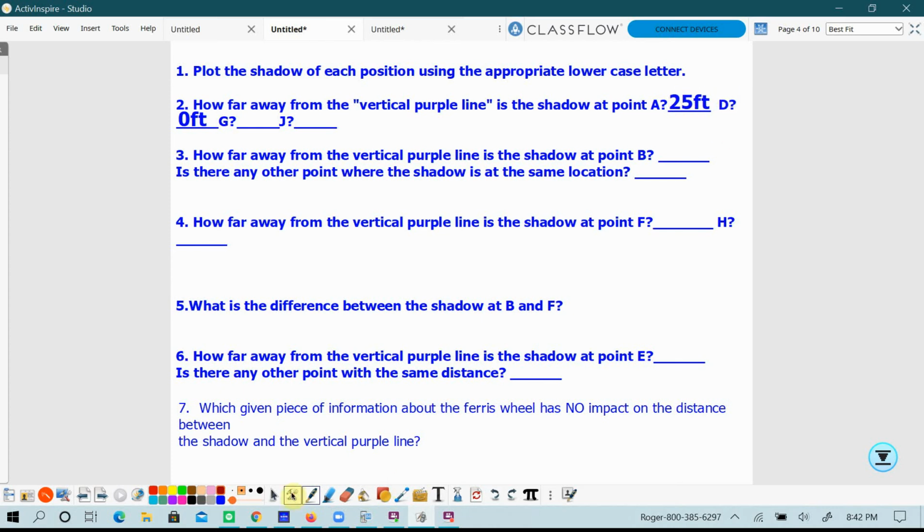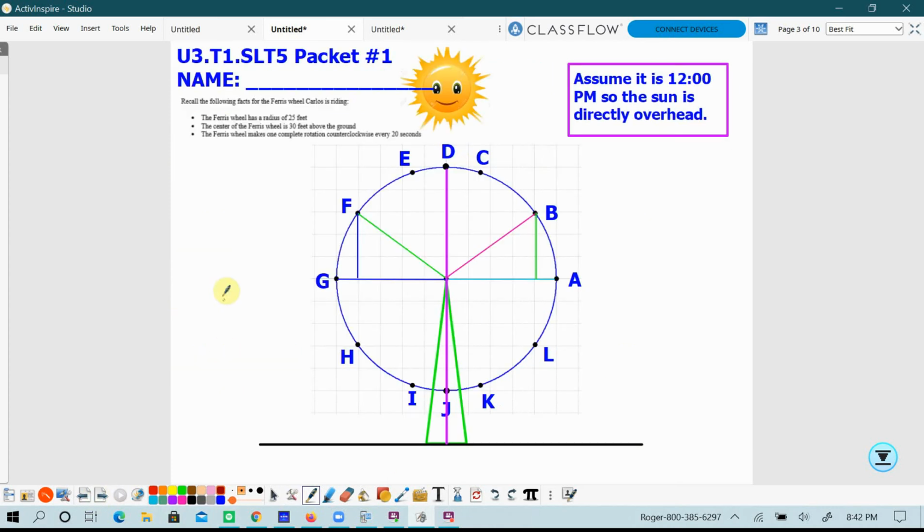Now for seat D, I notice, let's go back, that shadow would be right here on the line. There would be really no distance between them. So that's why that would be a distance of 0 feet. Now if I wanted to figure out that distance from seat G, it should be the same as A. If you notice, it's the radius length, 25 feet. But the only difference is that distance is to the left of the vertical purple line.